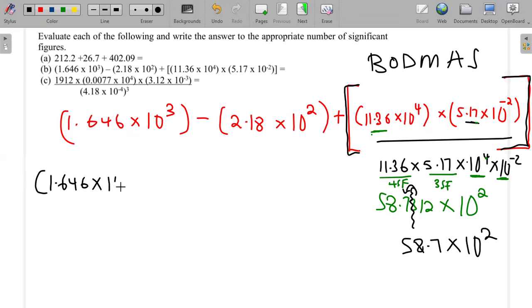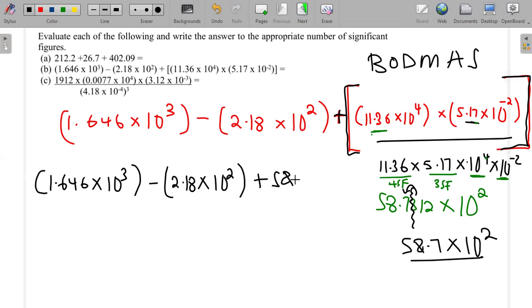1.646 multiplied by 10 to the power 3, okay, minus 2.18 multiplied by 10 to the power 2, and then plus, because there's a plus here, and then whatever was in the brackets here, it has reduced to this. So plus 8.7 times 10 to the power 2.